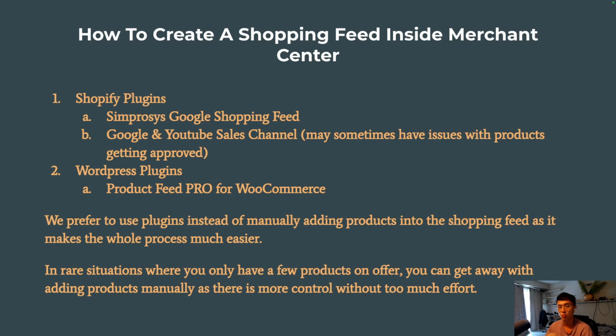The main ways that we do it is using a plugin called Simprosys Google Shopping Feed, which is a paid shopping feed app, which has a lot of functionality and makes getting your products approved much easier, as well as the Google and YouTube sales channel, which is free and it is native inside Shopify. You may have issues sometimes with products getting approved, but nowadays this app is quite good and it's been improved greatly over the years. For WordPress, if you're using WordPress as your backend, Product Feed Pro for WooCommerce is a good one. Check that one out and you should do well.